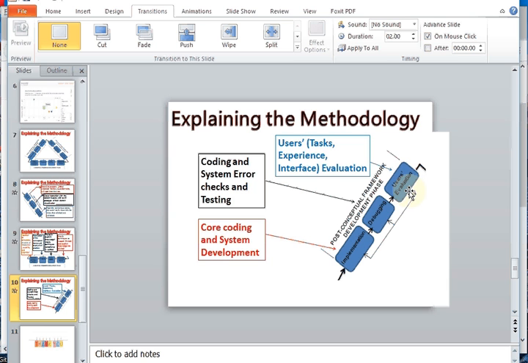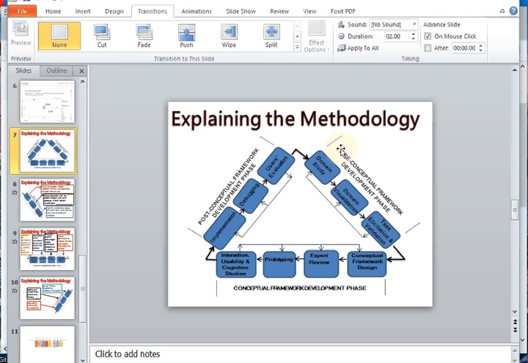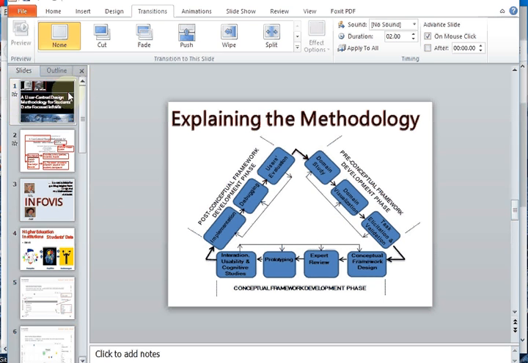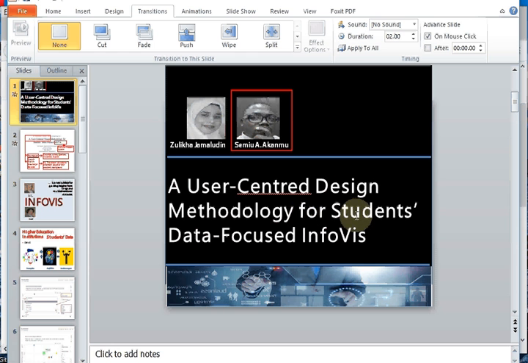Does it meet the task? Does it transform the data to required and needed domain explicit knowledge, and at the same time is the interface appealing and usable? All the necessary evaluation will be done, and if need be, for further domain study, then the circle continues. So this is the explanation of the proposed user-centered design methodology for student data focus InfoVis.